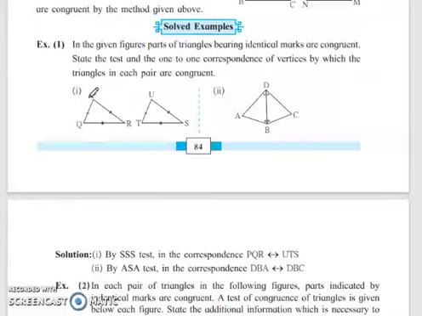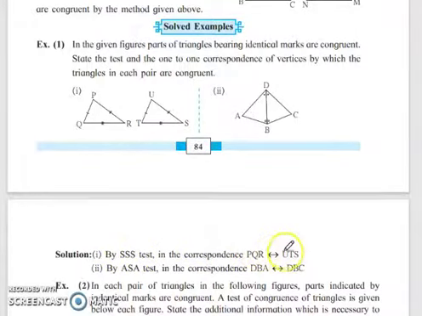Now these two triangles are given here: PQR, and this is another triangle, that is UTS. We have to find whether these two triangles are congruent to each other or not, and what is the test by which they are congruent to each other. So solution number 1. By SSS test, in the correspondence PQR corresponds to UTS.